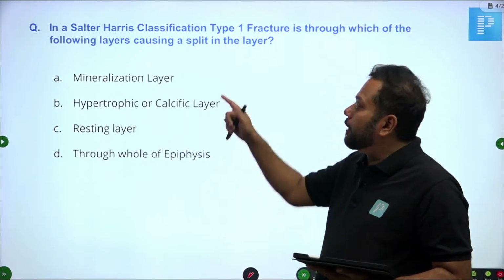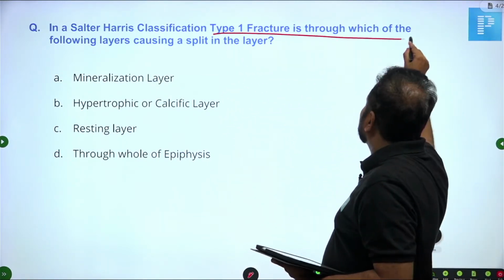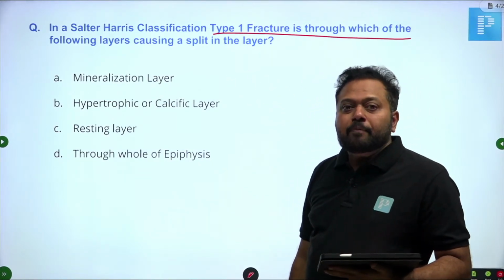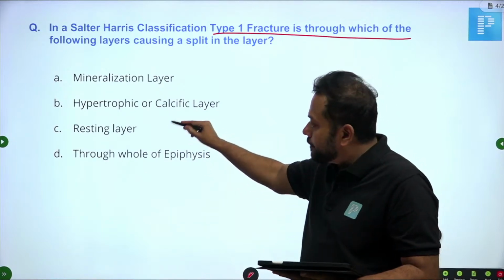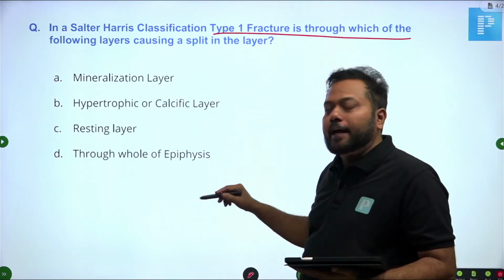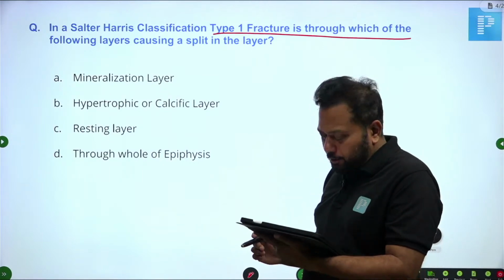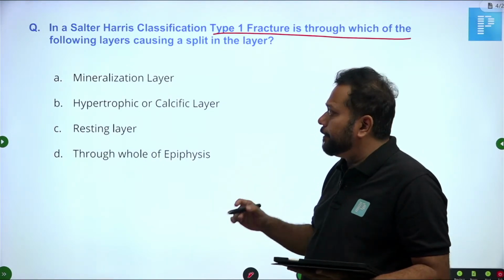In Salter and Harris classification, type 1 fracture is through which of the following layers? A split in the layer. Which layer is involved? Is this whole of epiphysis? Is this resting layer? Is this hypertrophic or calcific layer? Is this mineralization layer? Some have given answer A. I will tell you.